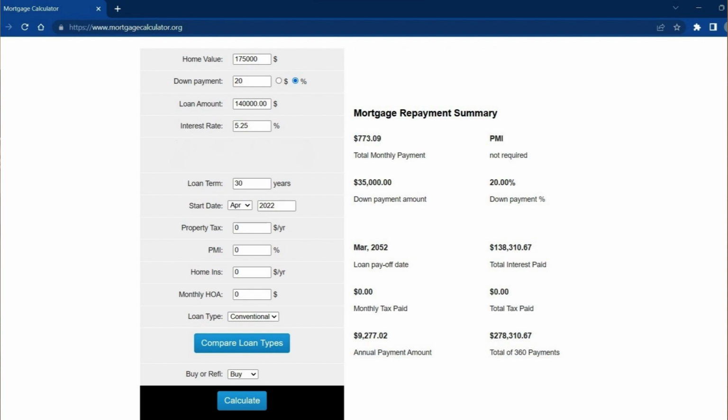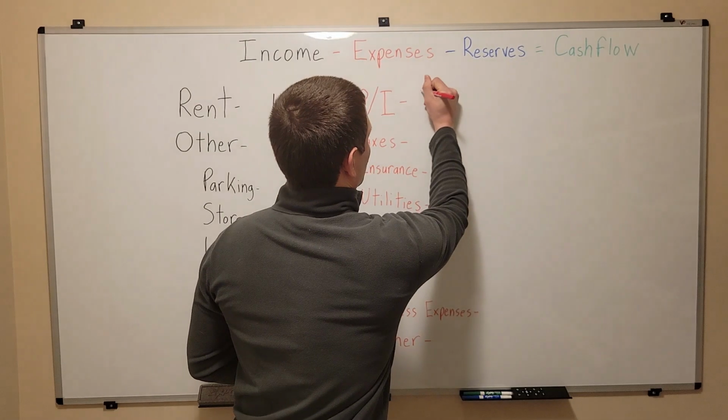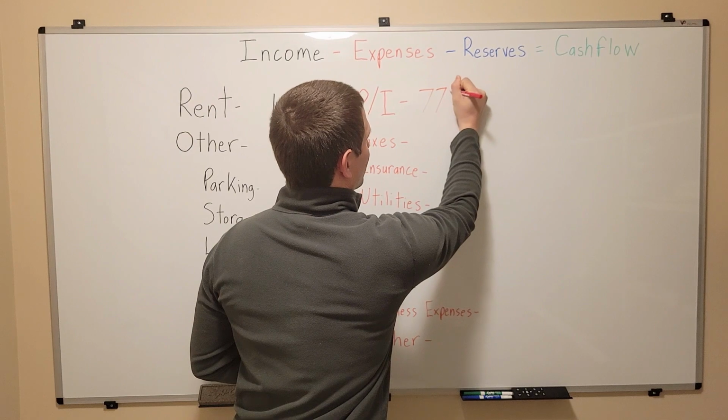So in this case, when we put in all of our numbers, the principal and interest combined would have been $773.